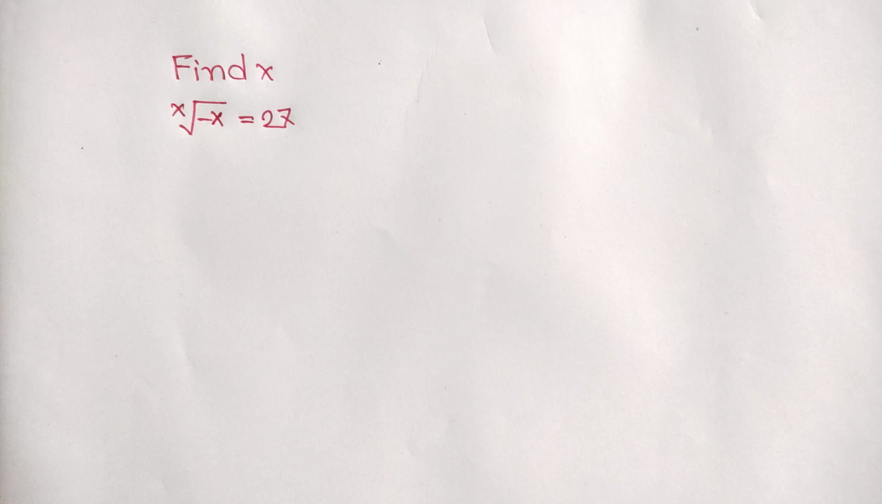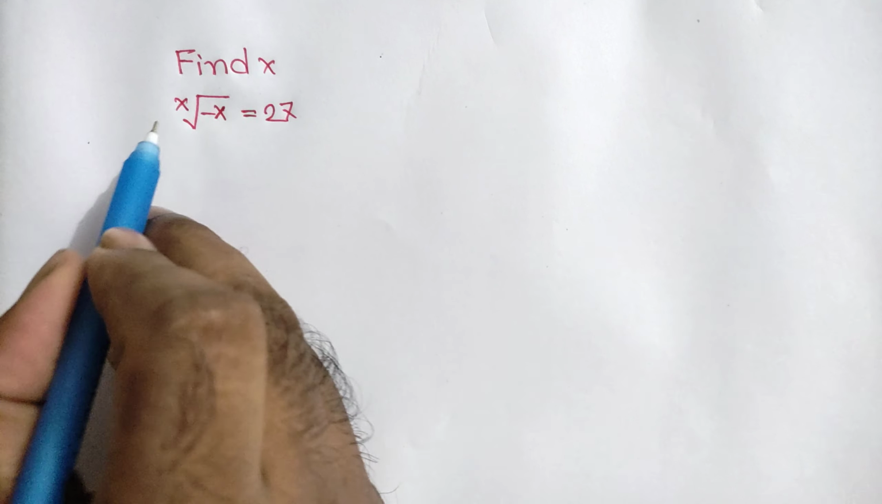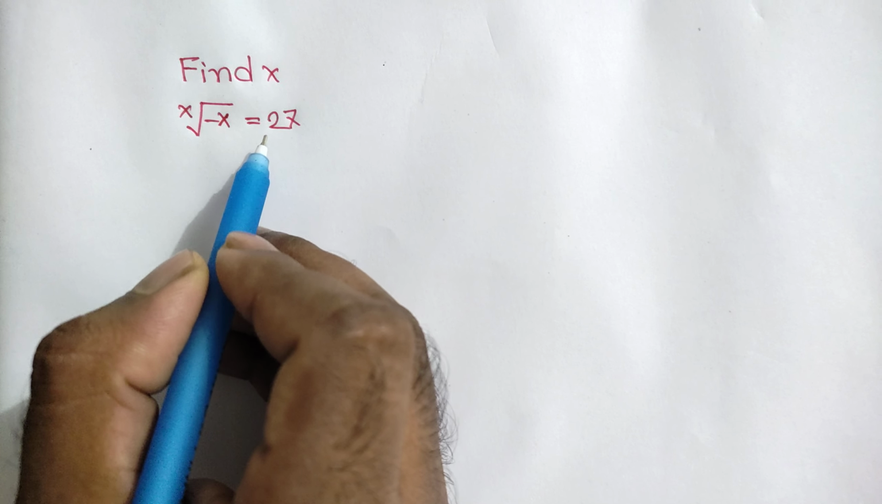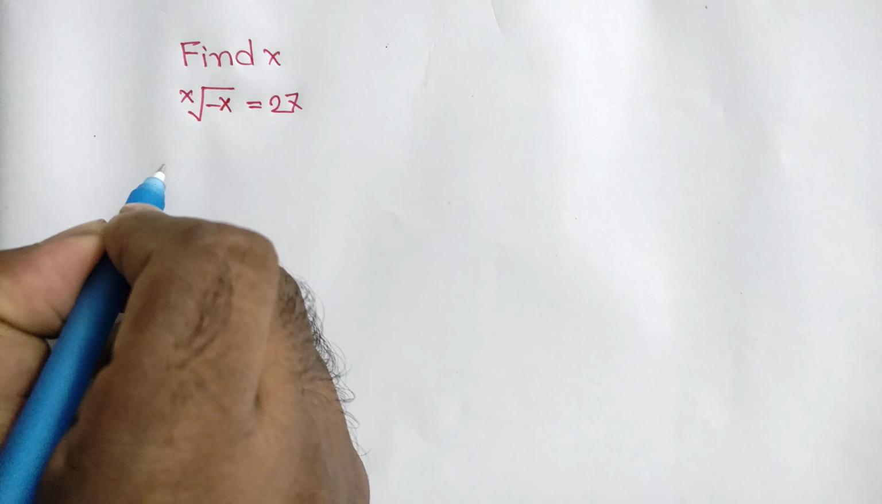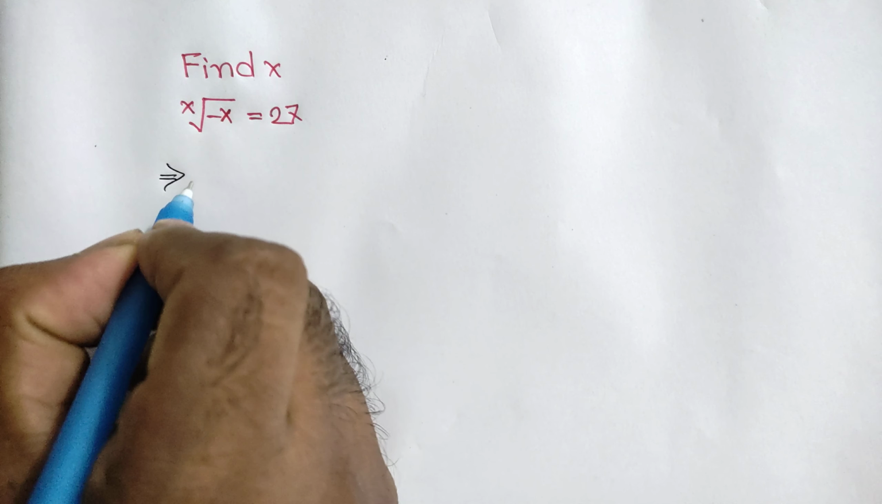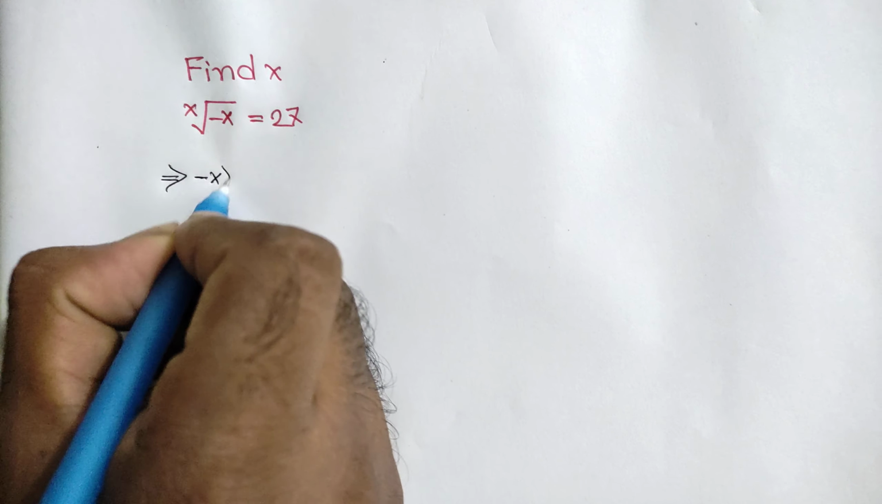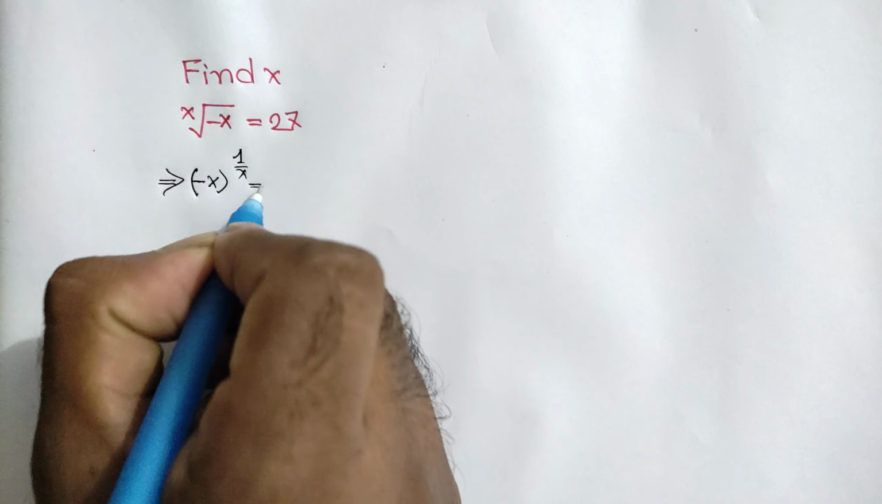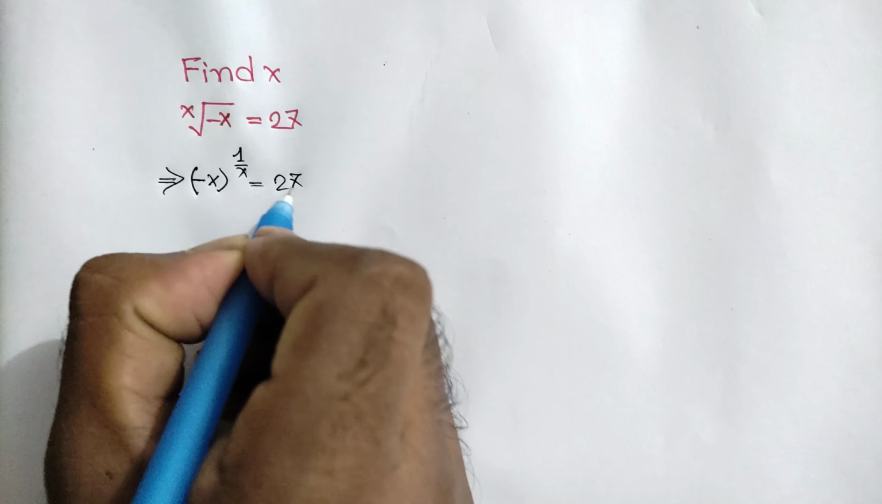In this video I am going to show how to find the value of x where the x-th root of negative x is equal to 27. Here we can write (negative x) to the power 1 over x is equal to 27.